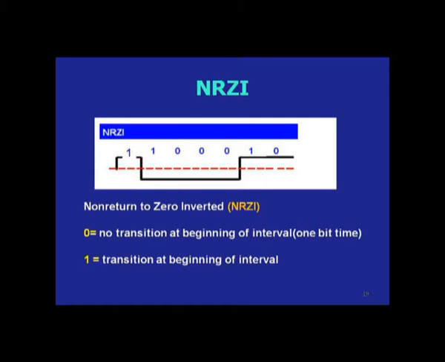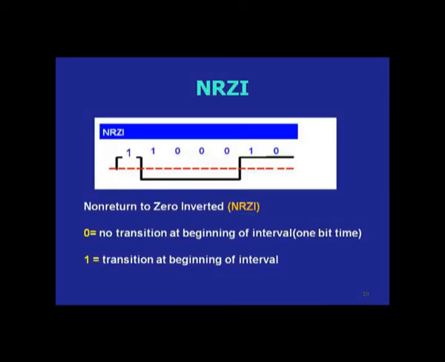Now from 1 to 0, because the 0 needs to be encoded, I do not have a transition. Again here I do not have a transition, again here I do not have a transition, but now I want to encode a 1, so again I have a transition from 0 to 1. So what we do here is look for transitions to find out whether a 0 or a 1 is being transmitted. This is the NRZ-I scheme.